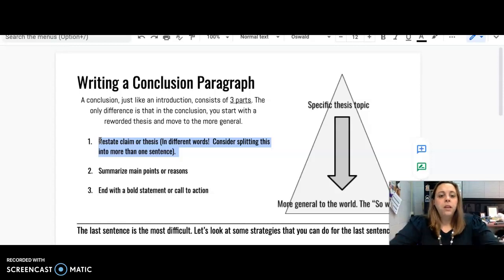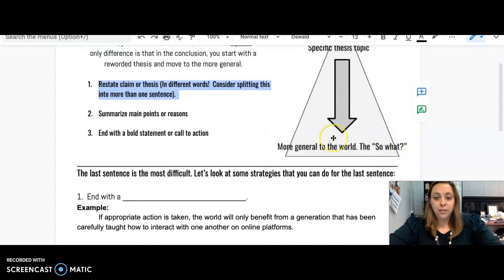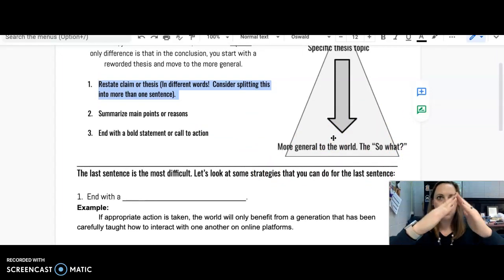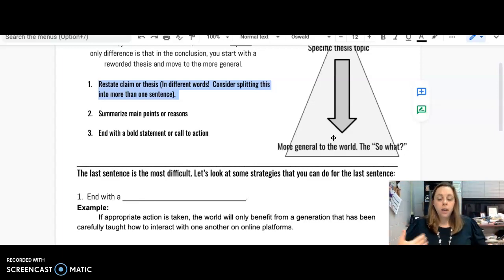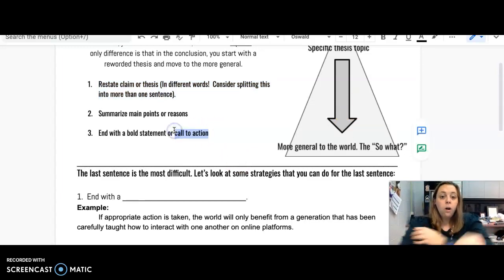It's too boring. Then the next thing you're going to do is summarize your main points or your reasons or things that show that it was really important, that kind of thing. And then the last thing is now you move out to the general, right? So we really have our triangle now where we're moving from the specific, and we're applying it more to the world as a whole. English teachers like to call this your so what, as in why does all this matter? Why did this research matter? What is the most important about this? The so what. The other thing that we call this is either a bold statement or a call to action.